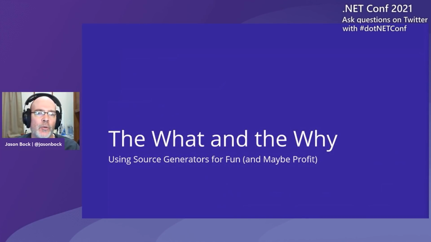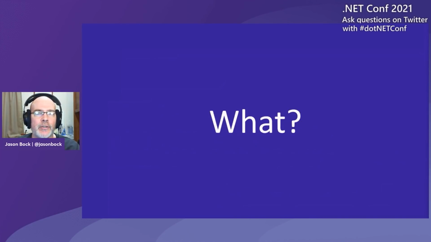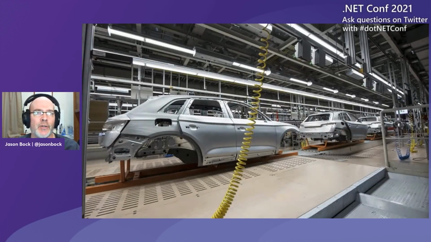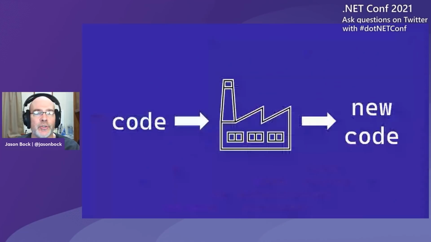All right, so first, the what and the why of source generators. Let's talk a little bit about what a source generator is. And to me, I think the best analogy that I could come up with that talks about what a source generator is, is a factory. If you think about a factory and an assembly line, you have a lot of raw materials or maybe some prefabricated parts that are coming in. And then at various stages in the assembly line, you start putting together your product. And at the end, hopefully you have something that you can sell, in this case, a car. And that's similar to what a source generator is, except we're not dealing with physical parts, we're dealing with code.